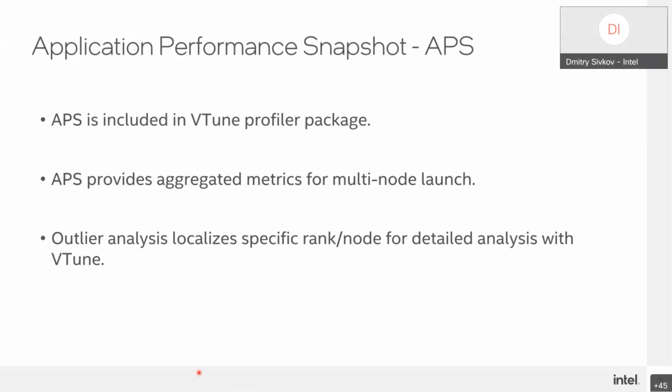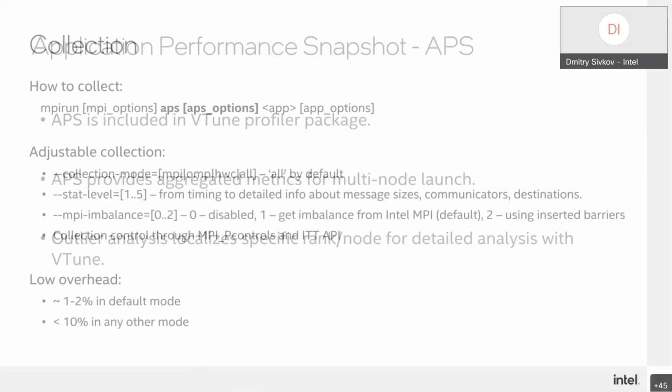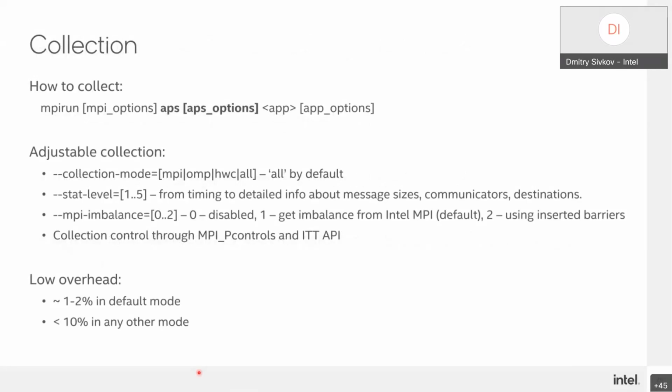So for multi-node launch, APS provides aggregated metrics. Of course, you can select a particular rank. It stores binary data for each rank, and you can specify which rank needs to be analyzed with Application Performance Snapshot. Collection is pretty simple. Just use APS before your application in the MPI run, and collection can be adjusted to decrease overhead and to decrease the size of traces. By default, overhead is about 1 or 2%.